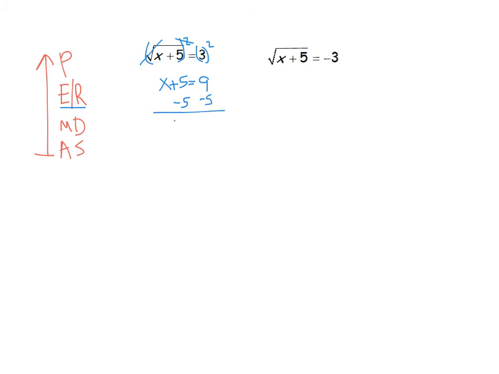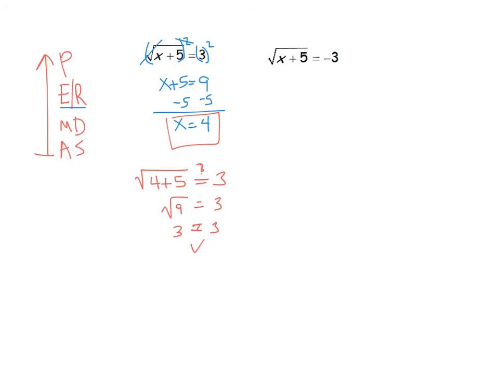And we get x equals 4. All right. If we were to check this, we get the square root of 4 plus 5. Does that in fact equal 3? Well, 4 plus 5 is 9, so the square root of 9, does that equal 3? Yes, the square root of 9 is 3. This one checks out.